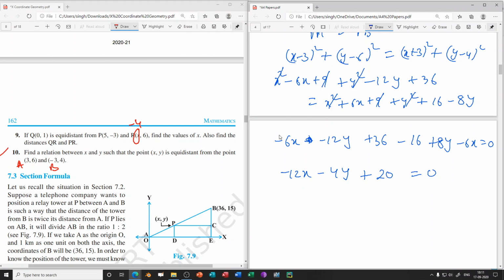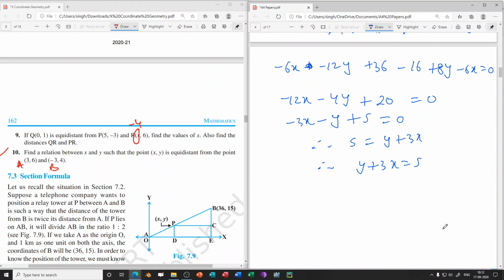And we can see that all the three terms are divisible by 4. So we'll divide all of them by 4. So this will become minus 3x. This will become minus y plus 5 equal to 0. Or we can say that 5 equal to y plus 3x. Therefore, y plus 3x equal to 5, or y plus 3x minus 5 equal to 0. Anyway, you can say that.